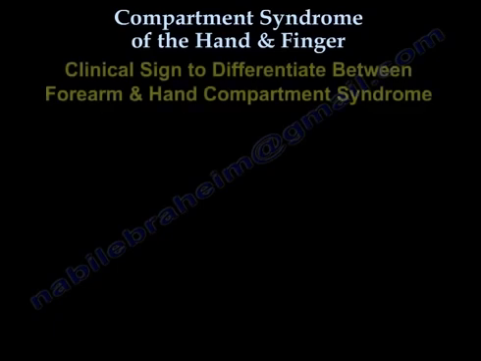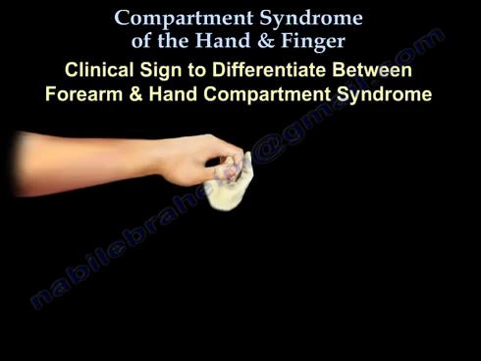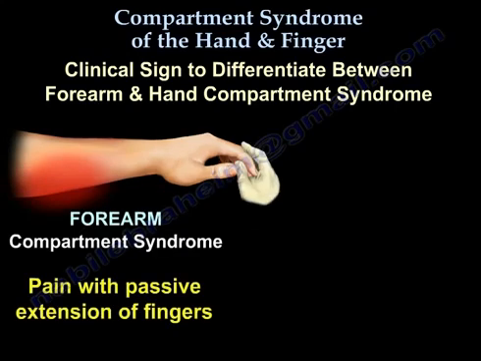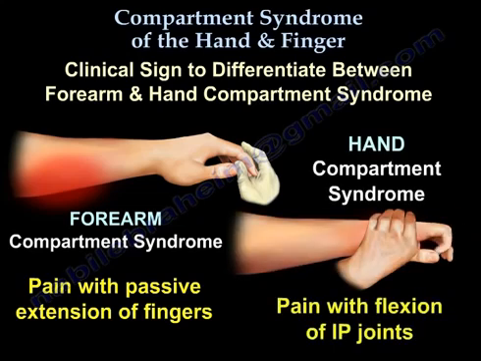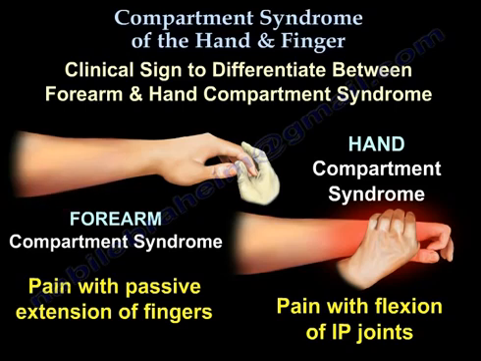Clinical sign to differentiate between forearm and hand compartment syndrome. With forearm compartment syndrome, there will be pain with passive extension of the fingers. With hand compartment syndrome, there will be pain with flexion of the IP joints.